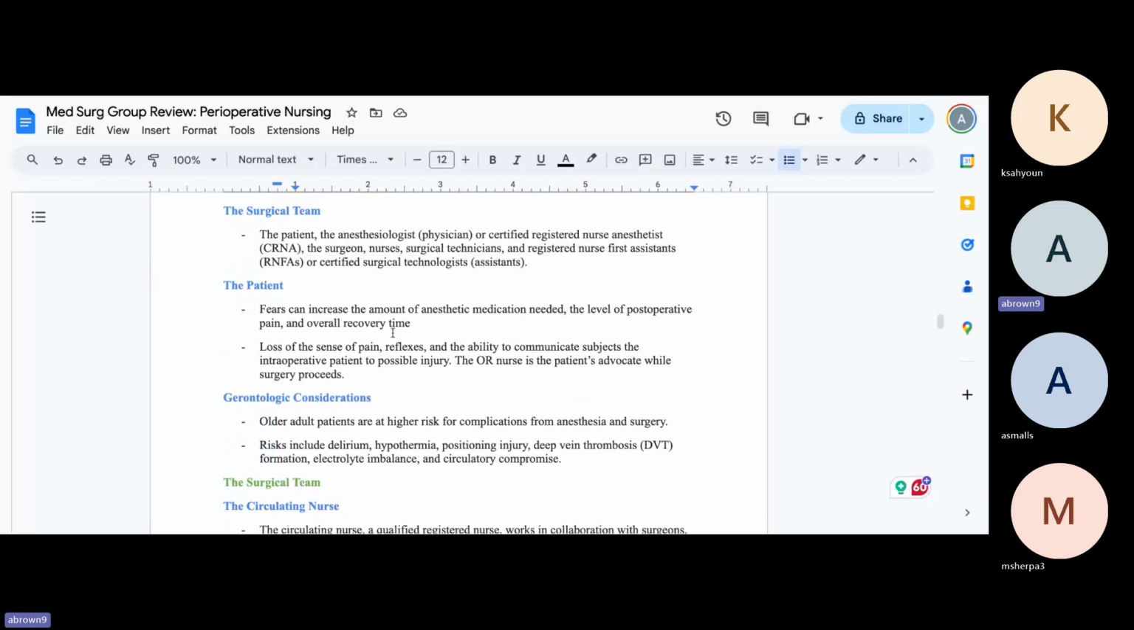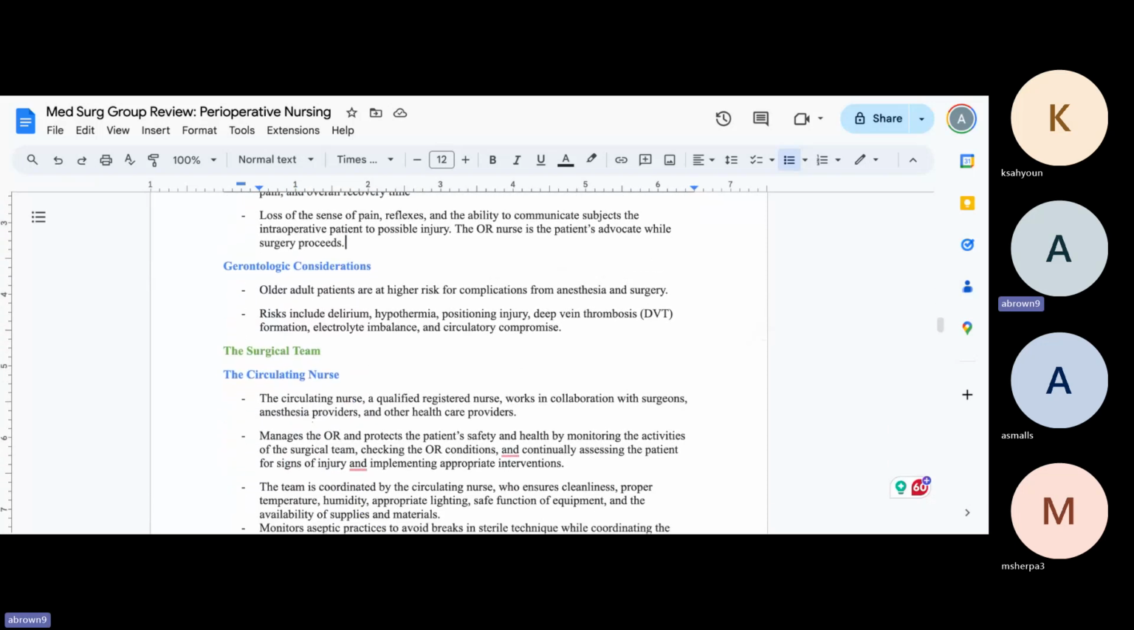The patient fears can increase the amount of anesthetic medication needed, the level of postoperative pain, and overall recovery time. The patient will have a loss of sense of pain, reflexes, and the ability to communicate, which subjects the intraoperative patient to possible injury. The OR nurse is a patient's advocate while surgery proceeds.